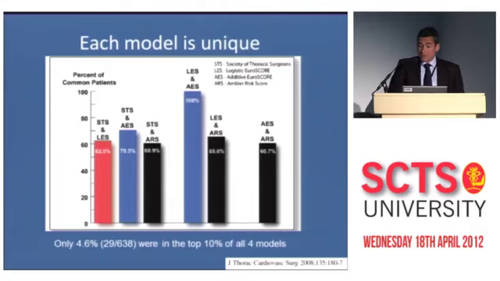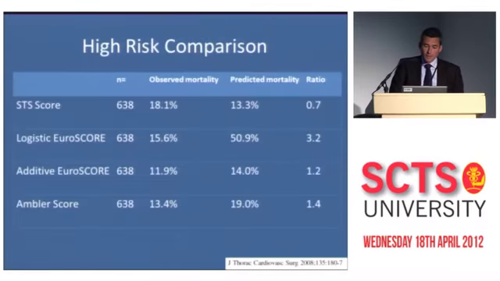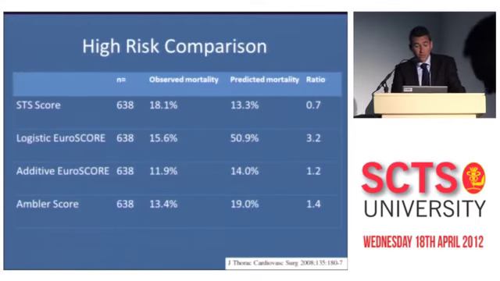So again, the other interesting thing about looking at these models is that all these models were unique in that they identified different patients as being at high risk. So it wasn't that the logistic Euroscore and the STS score were both identifying the same patient cohorts as being at high risk. Each model actually identified different types of patients as being at high risk for undergoing conventional surgery. And as I said, when we looked at the observed versus the predicted mortality in this paper from Dr. Mack, the STS score predicted mortality of 13.3% for an observed mortality of 18.1%.